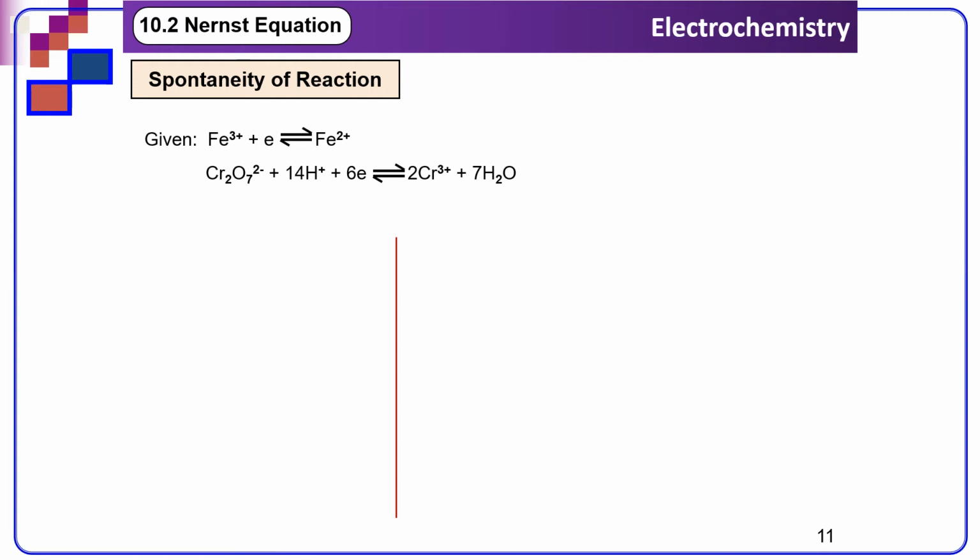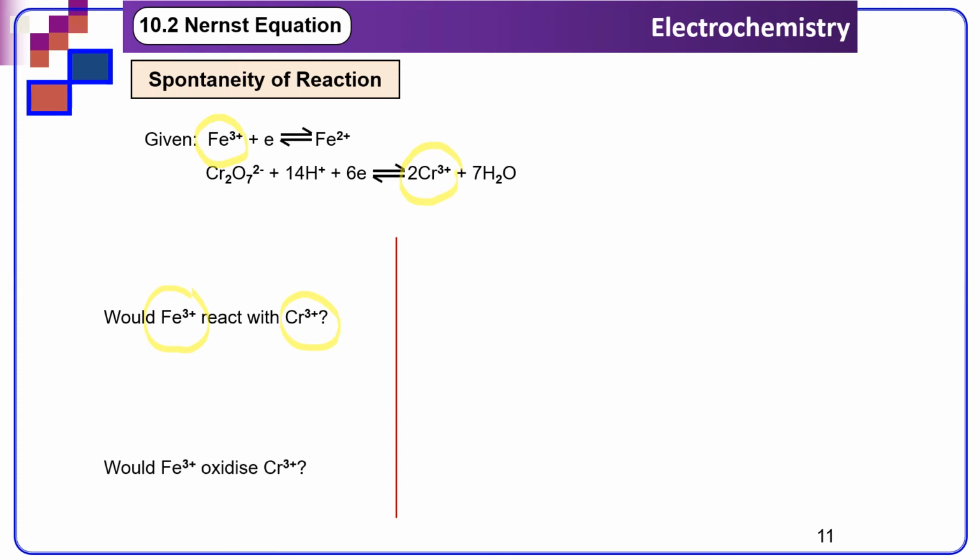Okay, spontaneity of reaction, given Fe3 plus plus electron produces Fe2 plus. And the other equation is dichromate ion reacts with 14 hydrogen ion plus 6 electron, produces 2 mole of chromium ion and 7 mole of water. Would Fe3 plus react with Cr3 plus? That is what they ask us here. Can Fe3 plus react with Cr3 plus? Meaning, if we look here, can this one react with this one?